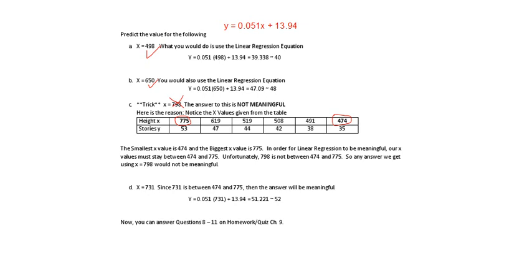Now, 731. Yes, 731 is between 474 and 775. So whatever answer you get will be meaningful. So 0.051 times 731 plus 13.94 is equal to 51.221, or just 52. So you can now answer questions 8 through 11 on Homework Quiz Chapter 9.